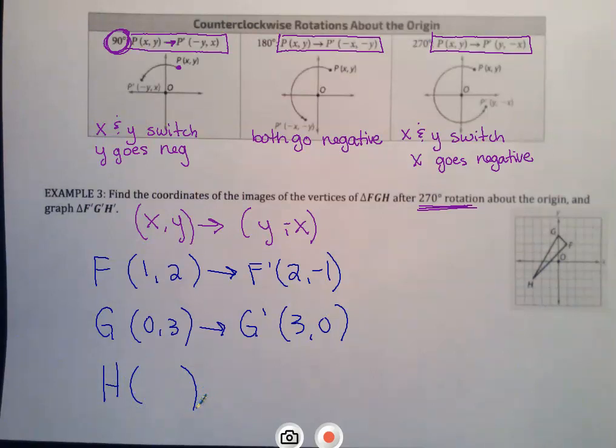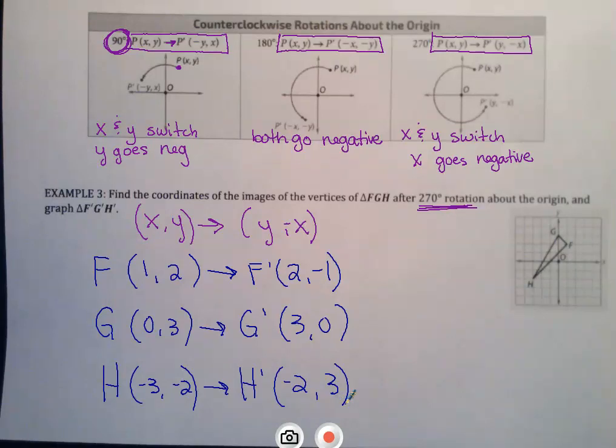All right. What are the points of H? 3, negative 2. Okay. So then what about H prime? So negative 2, and then for negative 3, right, our X value to go negative, it's going to be a positive in this case, right? It's a 3. Good.